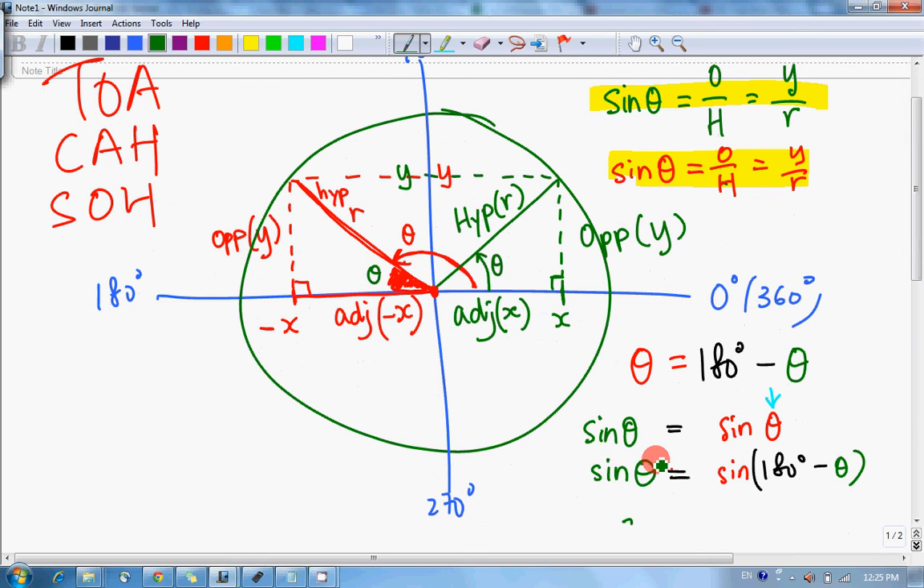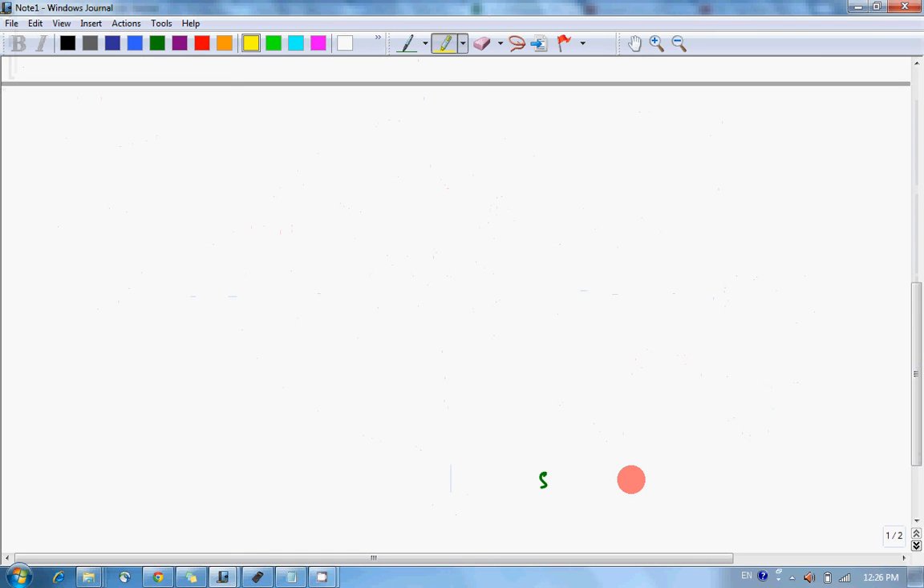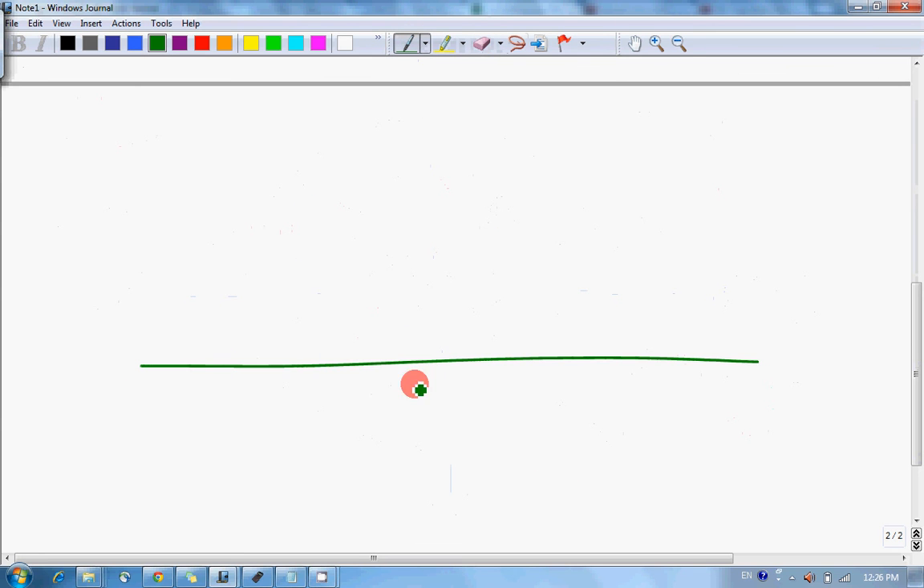Laptop too sensitive. So this is actually how we get our formula: sine theta equals sine of 180 degrees minus theta. They are actually the same. Okay, what does that physically mean? This actually means if I have, let's say, a straight line, it is always 180 degrees, correct?